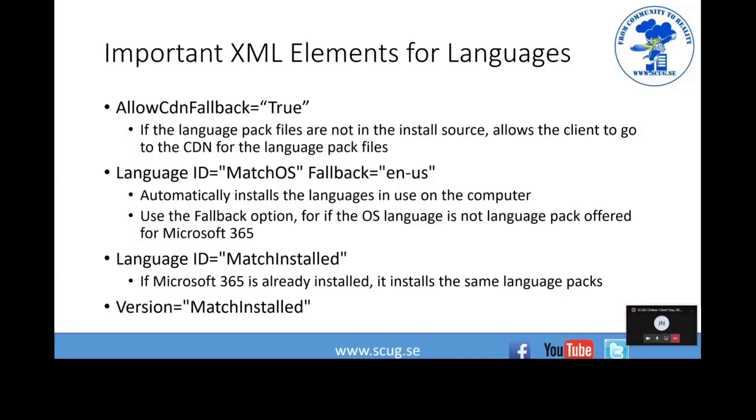Now the language ID equals matched installed, that's if you're doing a secondary install. So I've already installed Office 365. Now I want to install Visio or Project. By saying language ID equals matched installed, it's going to match all the languages that are already on my computer. Version equals match installed is going to do whatever version is on my computer. If I'm doing a secondary install, it's not going to download the newest version from the CDN. It's going to match the language I have installed. So I'm not updating everything. I'm just putting on the product that I'm adding.